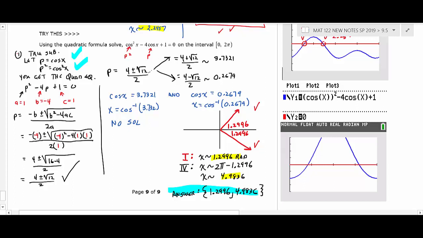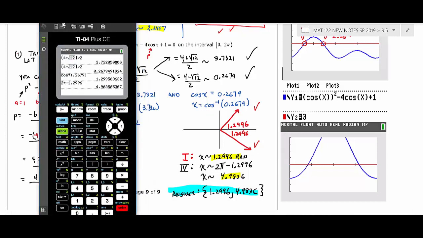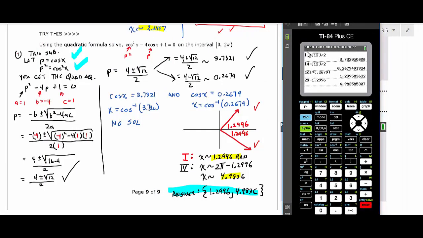Then I take my calculator and I take this in two directions. I do 4 plus root 12 over 2 to get this, 4 minus root 12 over 2 to get that. Okay, and you want to make sure that you put that in your calculator right. You can look at what I did here. That's the calculations that I did to get those two things. Then, remember, p is the cosine. This is the answer to p, but p is cosine of x. So you set cosine equal to this, and you set cosine equal to this.